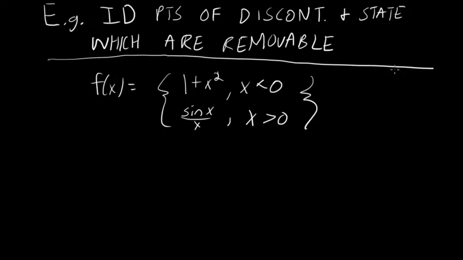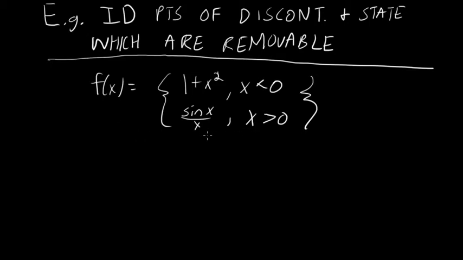In this video, we'll be going over an example in which we're asked to identify the points of discontinuity and state which ones are removable. So here we have the function f of x that is piecewise defined. For x values less than 0, it's defined as 1 plus x squared. For those greater than 0, it's defined as sine x over x. You'll notice that it is not defined at x equals 0.